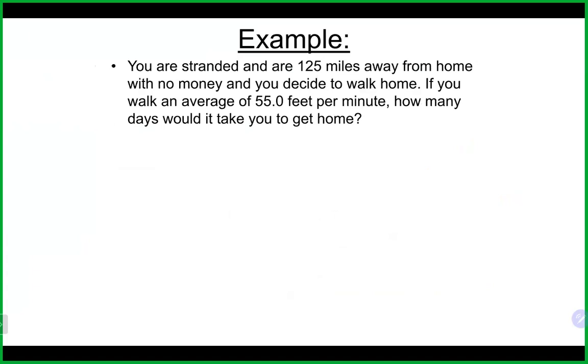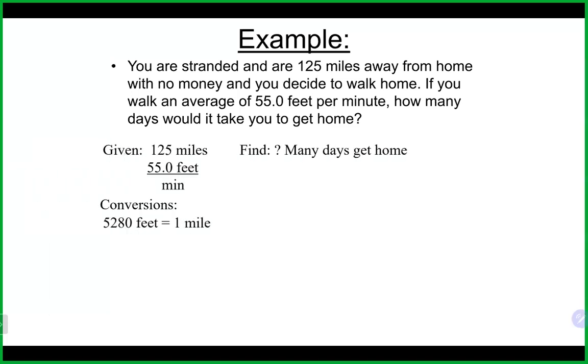Okay, all right, let's try one more here. Maybe you are stranded 125 miles away from home, no money. You decide, hey, it's a nice day, except for yesterday there was a lot of rain and lightning and thunder. It's quite scary. If you walk an average of 55 feet per minute, how many days is it going to take you to get home if you don't stop? Maybe it was raining, lightning, and thundering, I don't know. Let's see. Take a few moments, set it up, and see what you come up with.